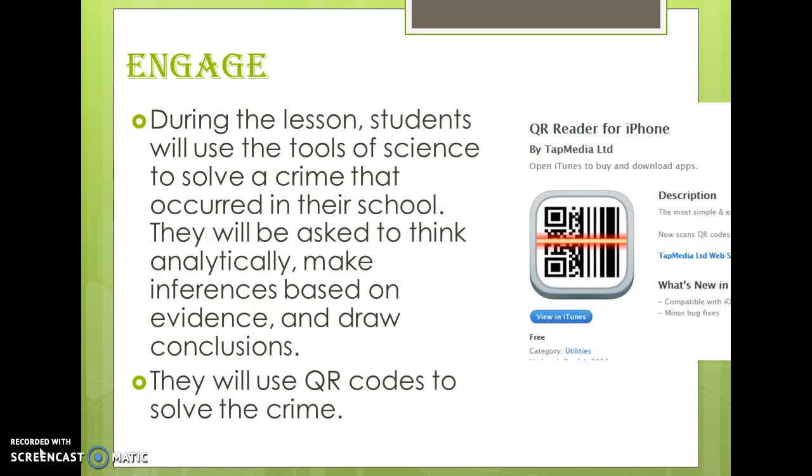During the lesson, students will use the tools of science to solve a crime that occurred in their school. They will be asked to think analytically, make inferences based on evidence, and draw conclusions. They will use QR codes to solve the crime, and that's an app that they will be downloading onto their iPads if the iPads don't already have it.